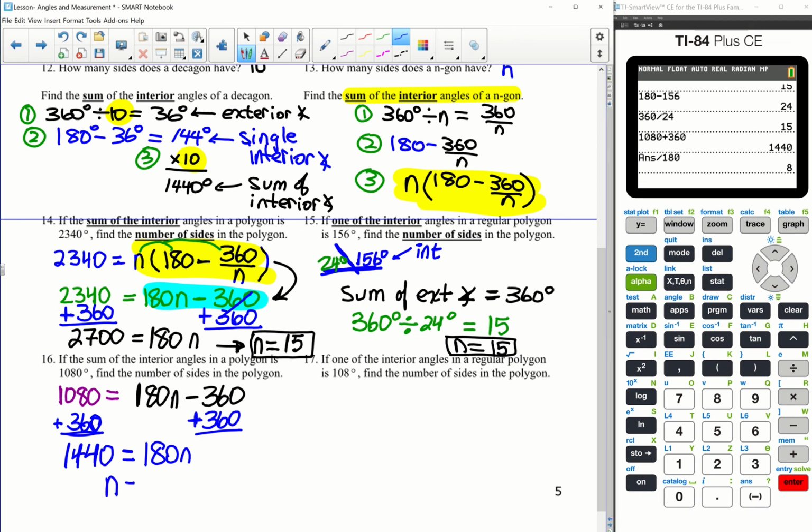All right, it didn't ask us to name it. Honestly, I tend to not ask you to name the polygon, even though you should know that an 8-sided polygon is an octagon. It's just I've taken off too many points over the years for people calling it one thing when it should be another, even though they did all the math right.